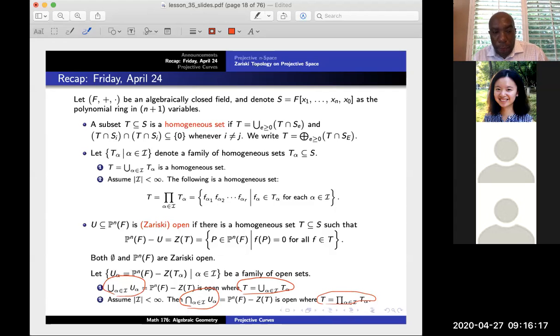So this just says that we have a topology. It says that the empty set is open, the whole space is open, arbitrary unions are open, and finite intersections are open. Whenever you have those 4 properties, then you say that you have a topology. If you wanted to see more of why this is true, this is all written up in homework set number 9. So here are the properties of what it means to be Zariski open, now in the projective sense.